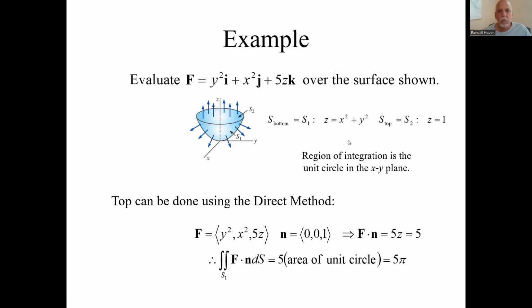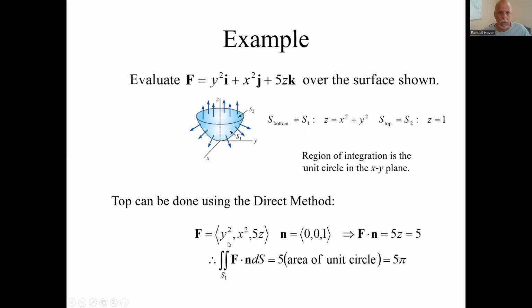Well, first, let's see what the surface is. It's this paraboloid on the bottom, where z equals x squared plus y squared. And the top is just a constant, z equals 1. So where those surfaces meet is going to be this unit circle up at z equals 1. So this paraboloid goes out to a radius of 1. The top is flat, so let's see if the direct method will work on that.